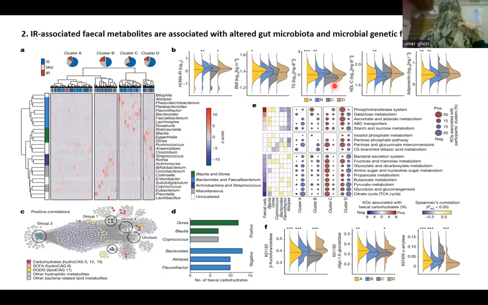Insulin resistance associated fecal carbohydrates predominantly correlated with the genera in group 1 and group 4, the most prominent being Dorea in Lachnospiraceae. By contrast, the majority of these carbohydrates negatively correlated with the insulin sensitivity associated genera in group 2 bacteria, such as Bacteroides, Alistipes, and Phascolarctobacterium.